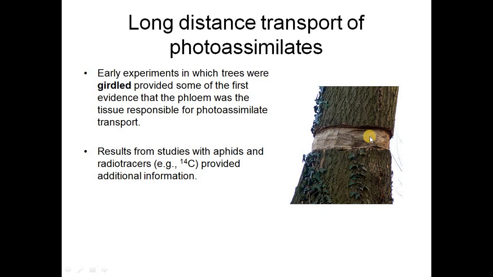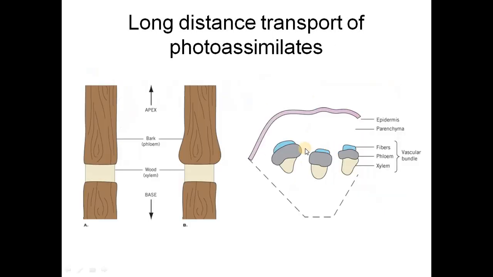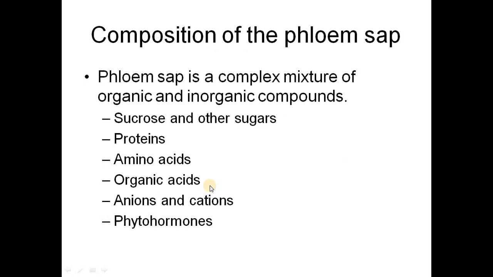There was a very simple experiment done called girdling. So when you peel off the bark, you will see that the bark on top will start to swell, because this is where, in the outer layer, the phloem is located, right? The xylem is in the center and then the phloem is here. So those sugars cannot pass from the top part of the plant down to the base.